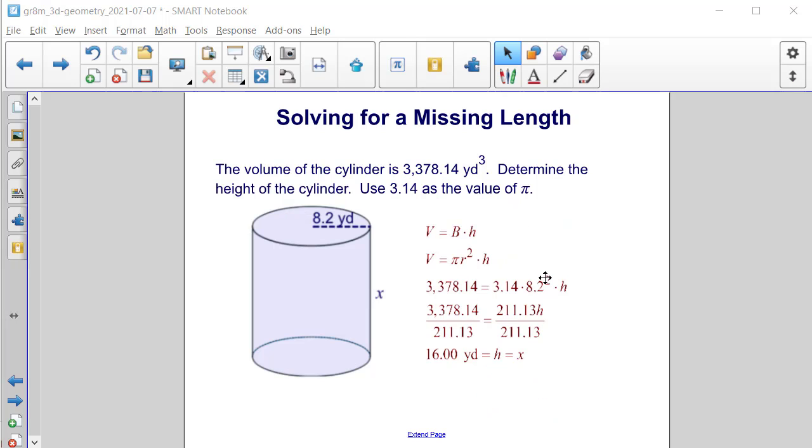And here we can see the solution for this problem, and we did get that the height, or the value of x, is 16 yards.